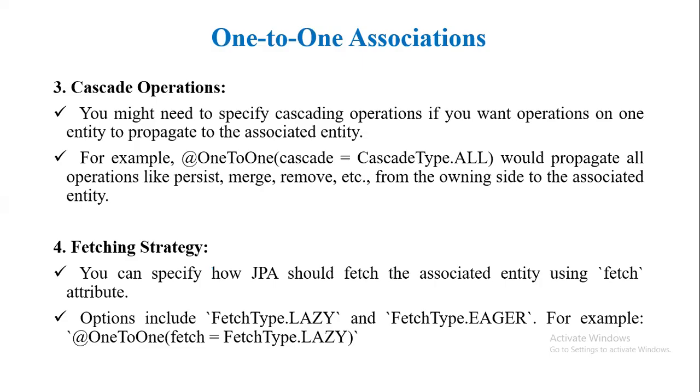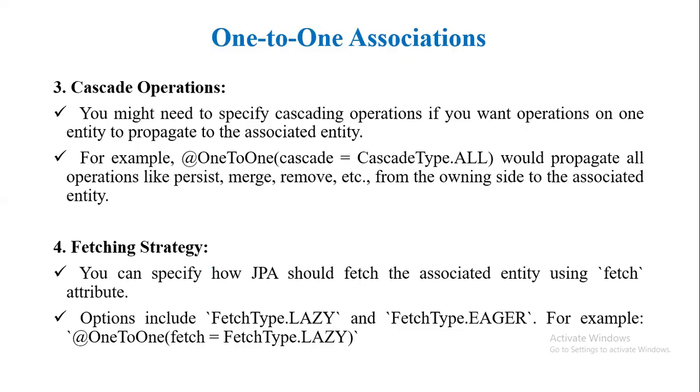Next one is cascade operations. These key considerations we have not used here, but we also need to know about them. You might need to specify cascading operations if you want operations on one entity to propagate to the other associated entity. For example, if we mention @OneToOne(cascade = CascadeType.ALL), it means that it would propagate all operations like persist, merge, remove, etc. from the owning side to the associated entity.